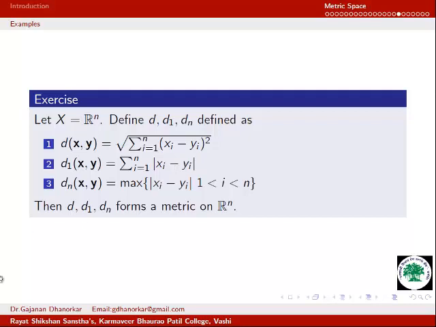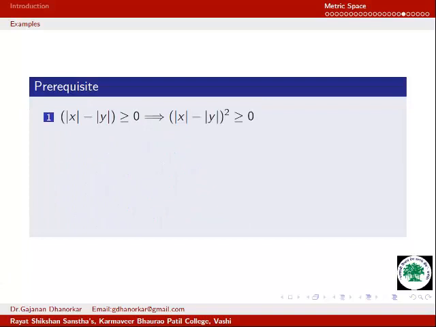Okay. Now to the next result. You should know this prerequisite: mod of x minus mod of y is greater than or equal to 0. That's why (mod x minus mod y) square is always greater than or equal to 0. Now here, this square means (a minus b) whole square. Therefore, expanding the square, a square plus b square minus 2ab is again greater than or equal to 0. Now what we will do, I will take this term to this side.